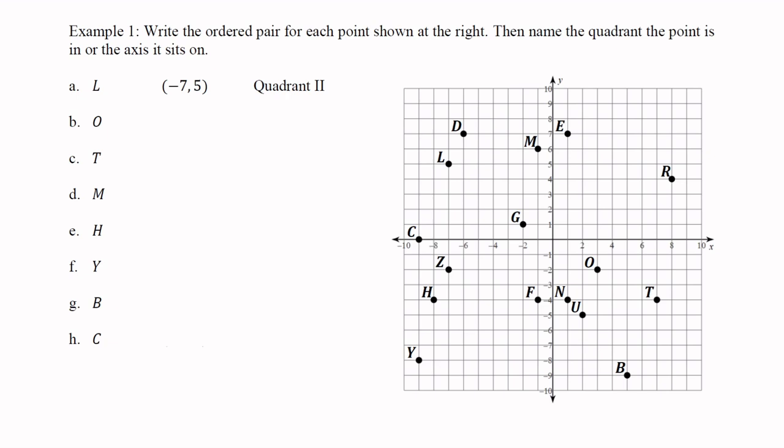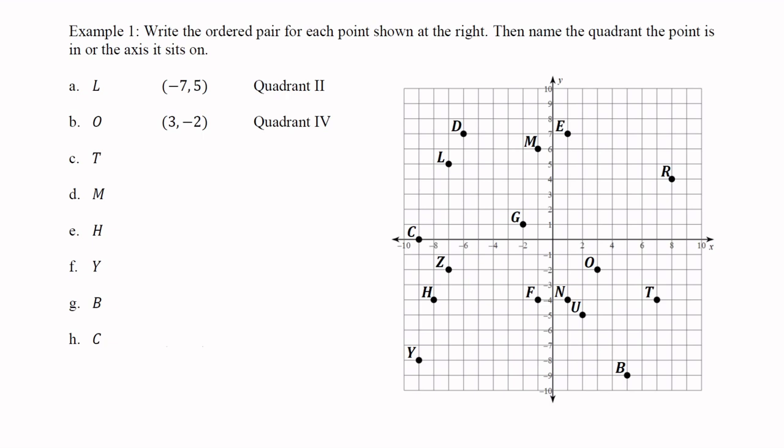Now for O, you'll notice that's not far away from the origin here. Okay, it is 3 units to the right and 2 units down. So that is +3 in the x, -2 in the y. So (3, -2) is our ordered pair, and it's in quadrant 4.